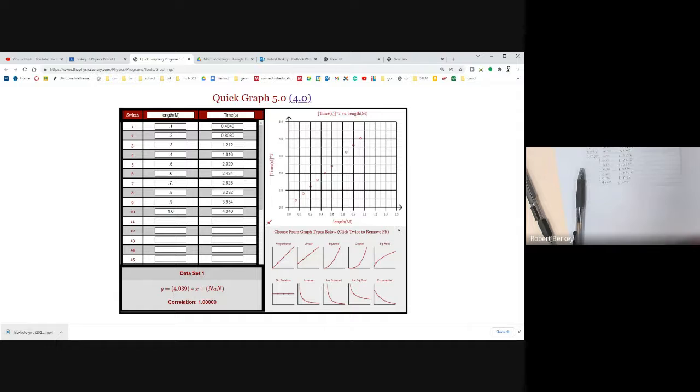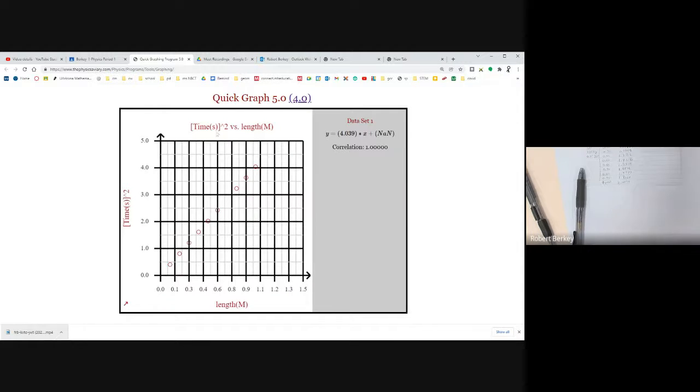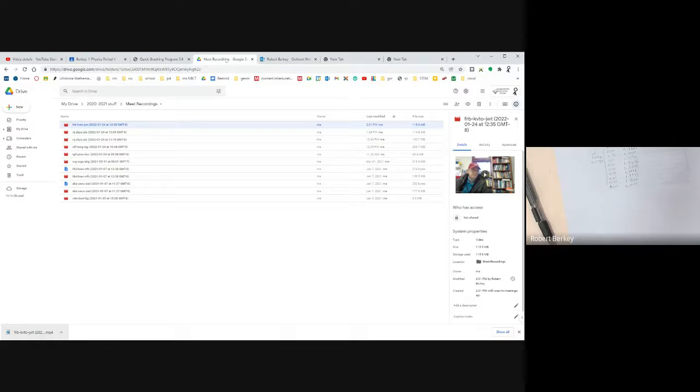So if you look at it, y is going to be the time squared is equal to 3.039 times length. So this pendulum experiment was a nice way of showing that there's an interesting relationship here. So we just linearized it, okay? So let me go back to, I got too many things open here. Okay, so let me stop presenting.